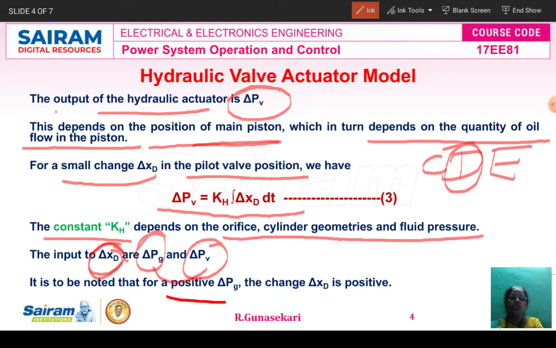Now note it down. The positive output of the governor, del PG, means the change in the point D on the linkage mechanism, del XD, is positive. If del PG is negative, then del XD is also negative.